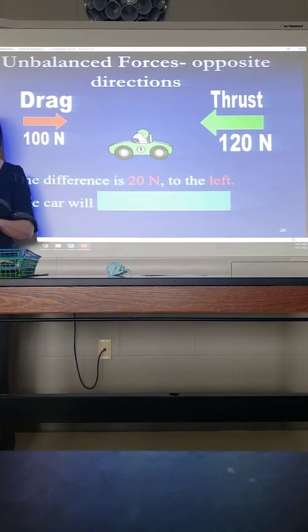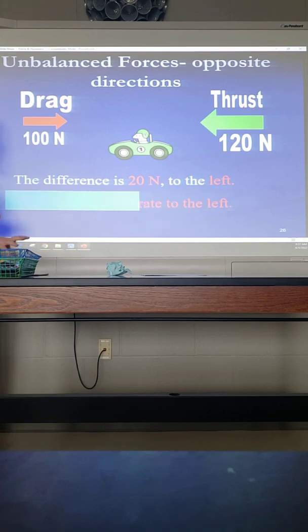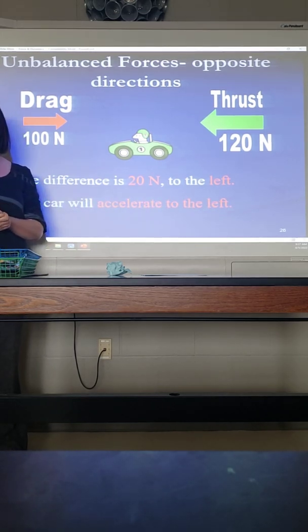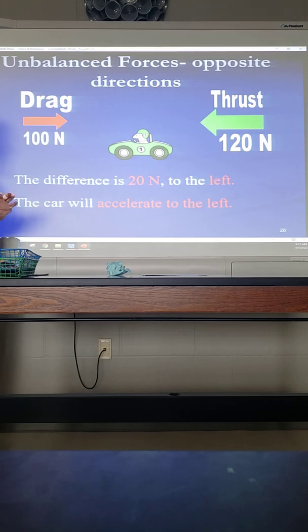Remember, these are vectors, so if you're writing these out, you have to include left, down, up, right, north, south, east, west. You have to include that. So 20 newtons to the left, and so the car is going to be accelerating to the left, is what that really means. Okay, so 20 newtons to the left.